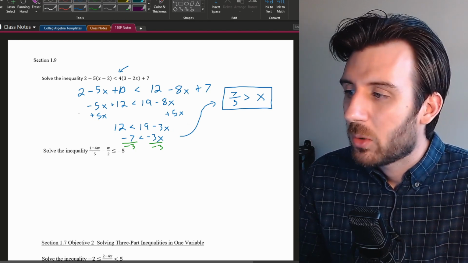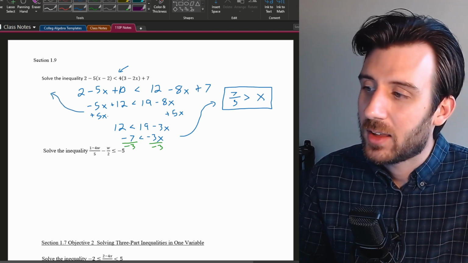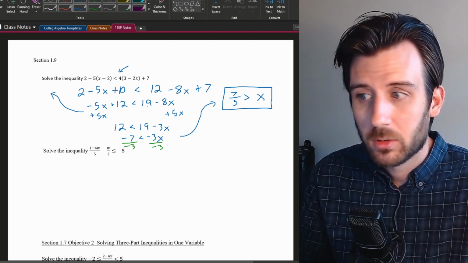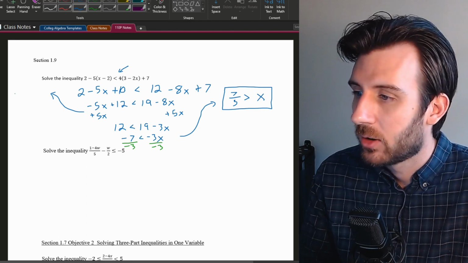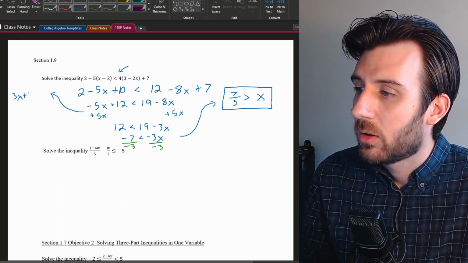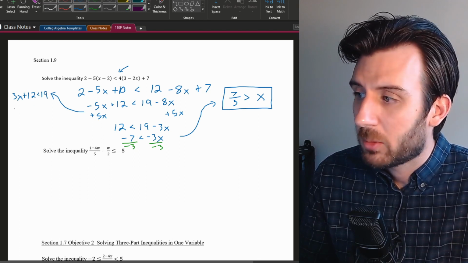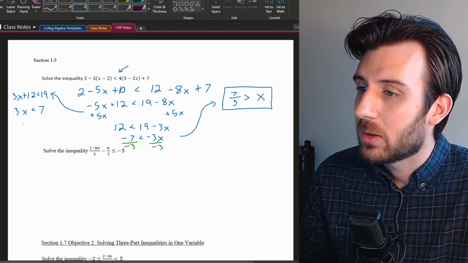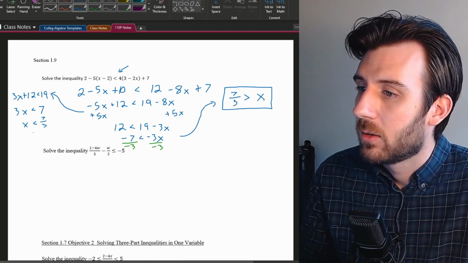Now, I want to show you what would happen if instead I had chosen not to add 5x to both sides, but I had chosen instead to add 8x to both sides. Okay, so let's pretend that over here I took a different path and I added 8x to both sides. That would have left me with 3x plus 12 is less than 18. And then let's subtract 12 from both sides. That'd be 3x less than 7, which would mean that x has to be less than 7/3.